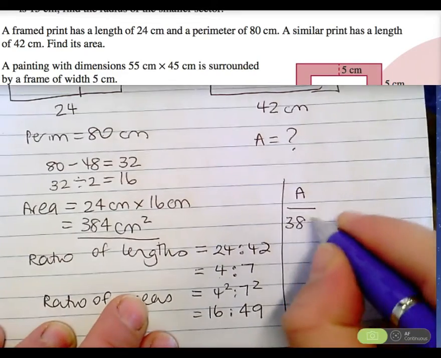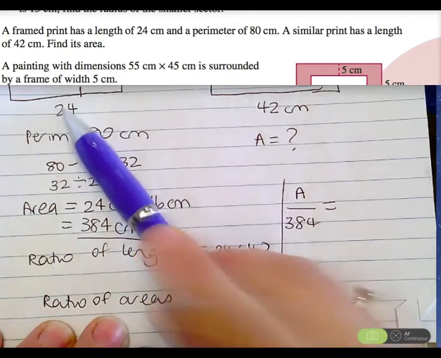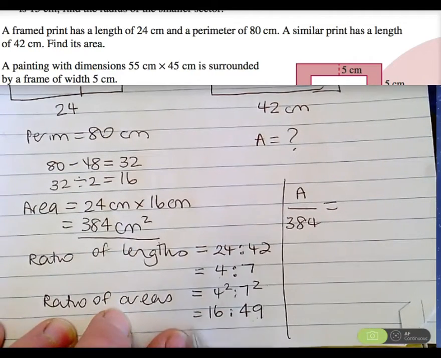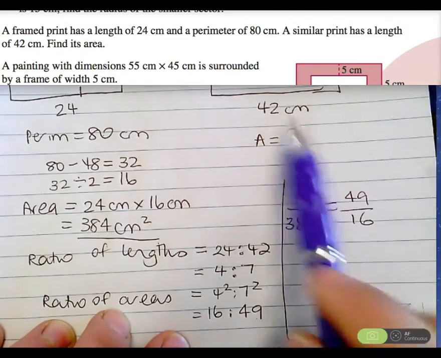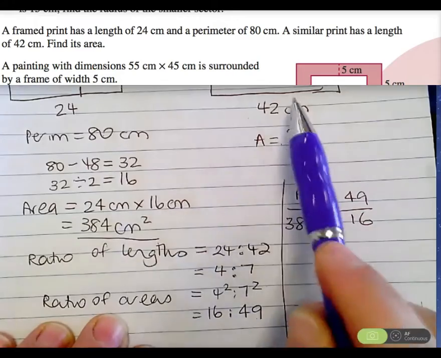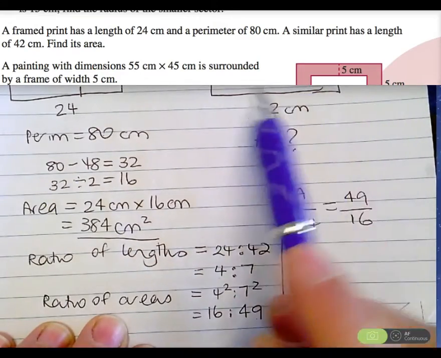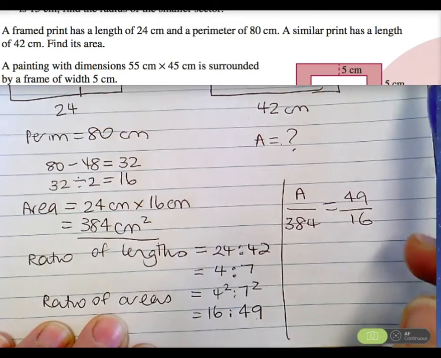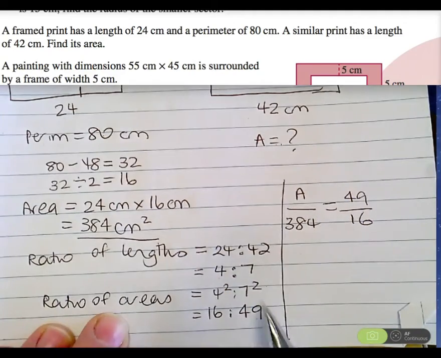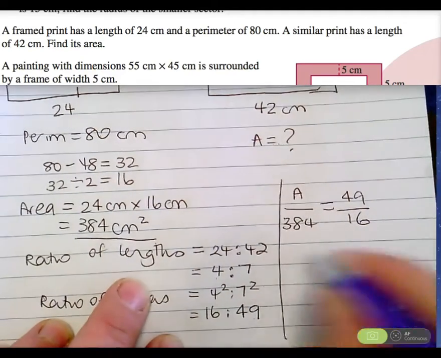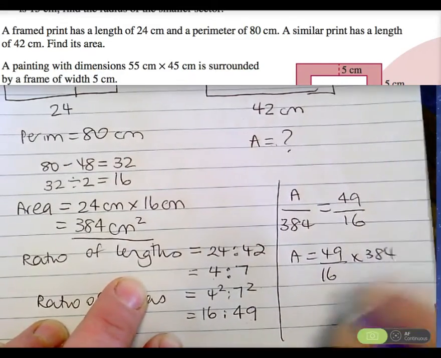So A over 384. Be careful. This is the big rectangle over the small rectangle. So I need the big ratio over the small. 49 over 16. So A over 384, you can tell by the side lengths which one's the bigger. The bigger rectangle will have the bigger area, won't it? So A over 384, so we're going from bigger to smaller, equals 49 over 16. So therefore A is 49 over 16 times 384. And what do we get?